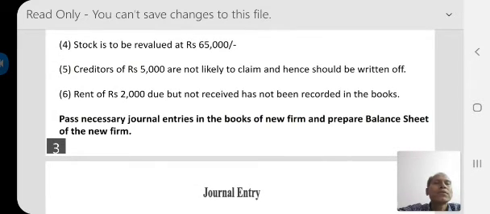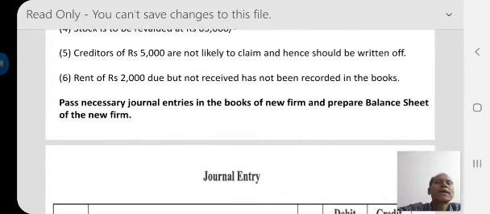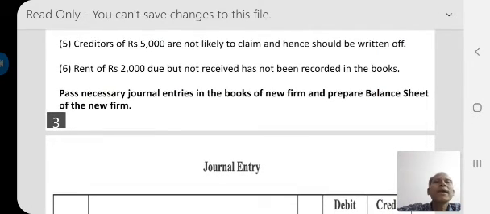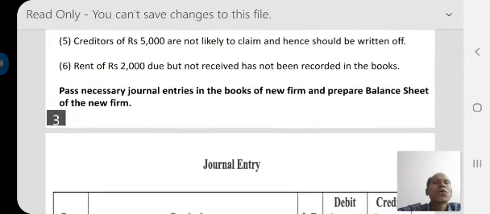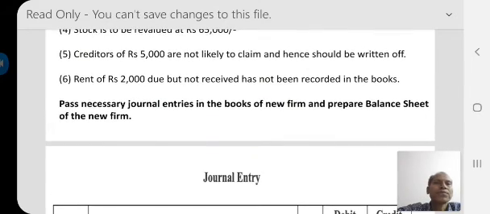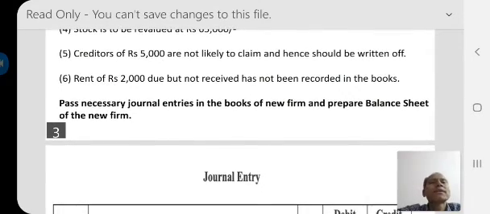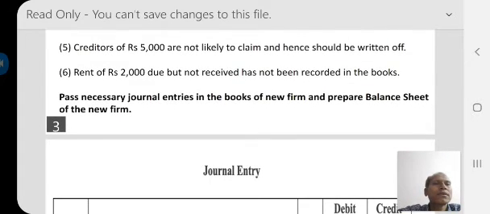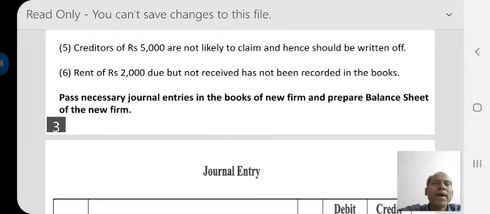In the beginning balance sheet, 60,000 is given. At the ending, it is 65,000. So 5,000 is increased. And creditors of 5,000 are not likely to claim. So they are not claiming. Hence, it should be written off. So we do not have the liability to pay 5,000 to the creditors. So it increases our balance in the revaluation account.